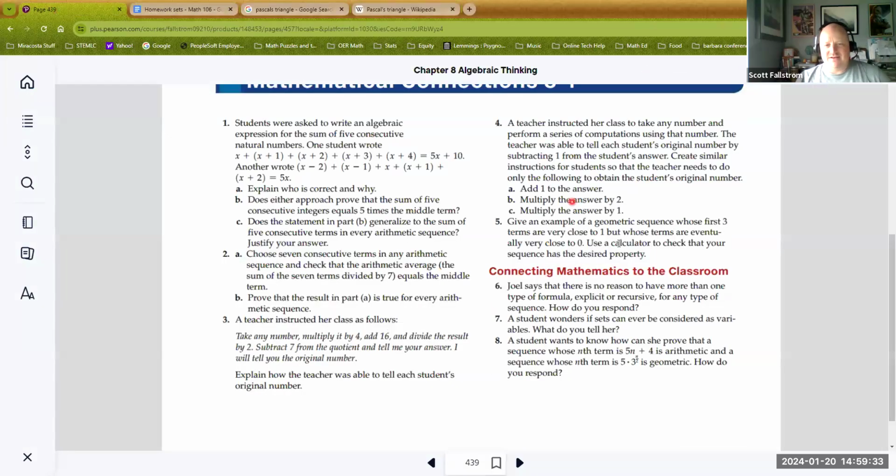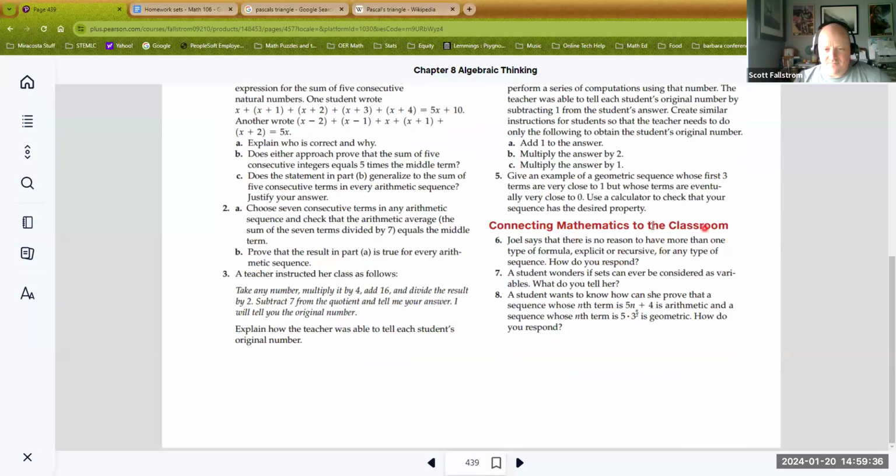We've got 6 and then 8 through 9. So 6, these are connecting math to the classroom. We've got Joel saying there's no reason to have more than one type of formula. Why don't I just have one type? It should be explicit or recursive. Okay, you have to now respond. What do you think? Could we have a different type of formula?